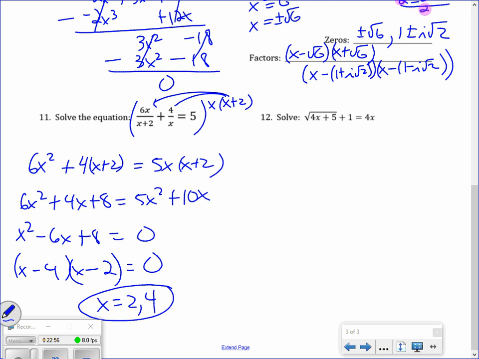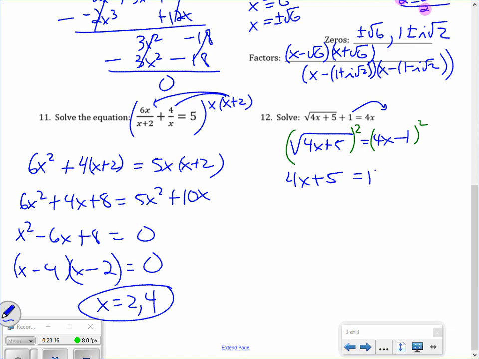All right, for number 12, I'm going to pull that 1 over here, so when I square both sides, it'll be easier. So 4x plus 5 equals 4x minus 1. So I'm going to square both sides so that way I can get rid of this radical. Remember, when you square both sides, you might be messing up one of your answers, so you got to check it.